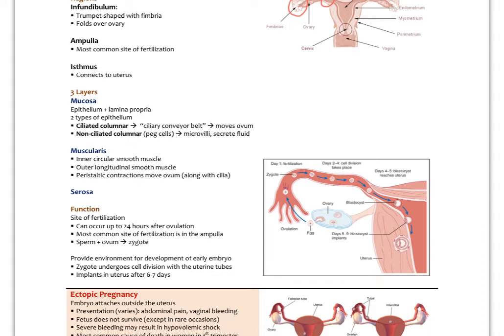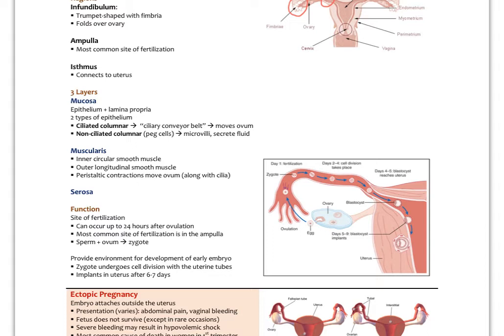But here, the lack of the cilia primarily will lead to infertility, because there's little likelihood that the fertilized ovum is going to move its way down the fallopian tube. There's also non-ciliated columnar epithelium. These are called peg cells, and they have microvilli, and they secrete fluid to help moisten and lubricate the uterine tube canal. And then there's a muscularis layer.